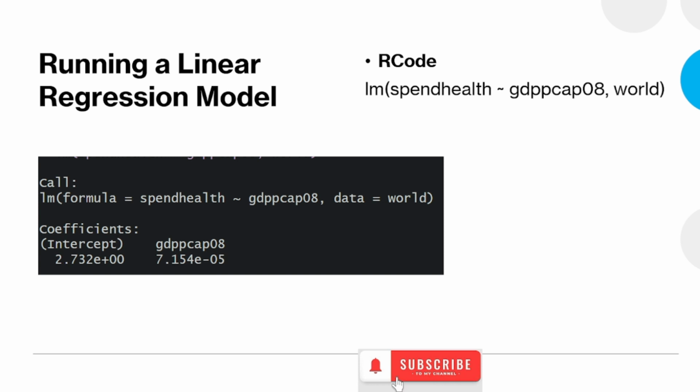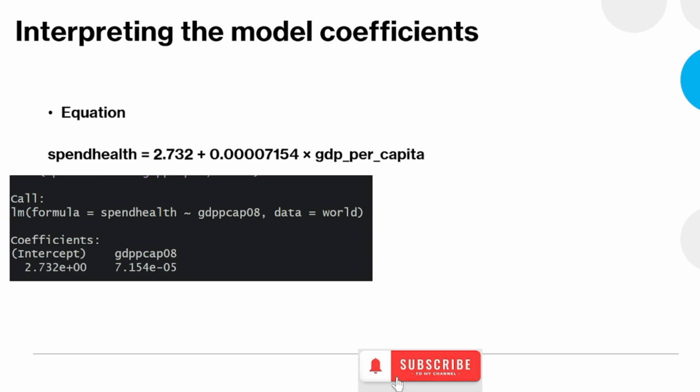Now we have quite a long number for our GDP per capita, with several decimals. But if you go to the next slide, what these decimals are telling us is that the estimate for GDP per capita is 0.00007154. In other words, when GDP per capita increases, we expect that countries would spend more on health by some 0.00007154 units. But it doesn't end here.